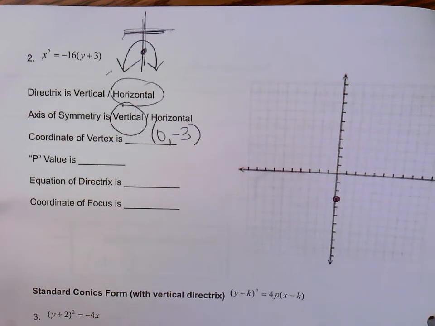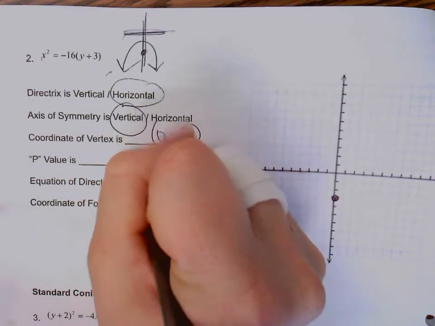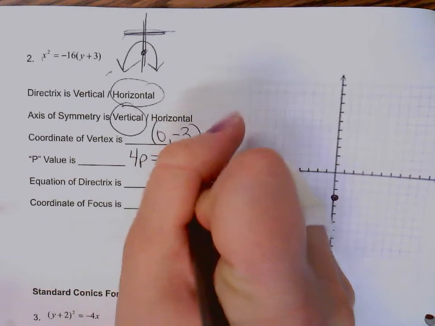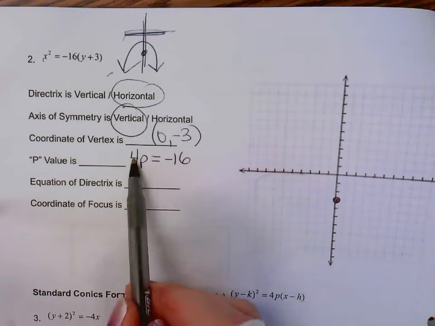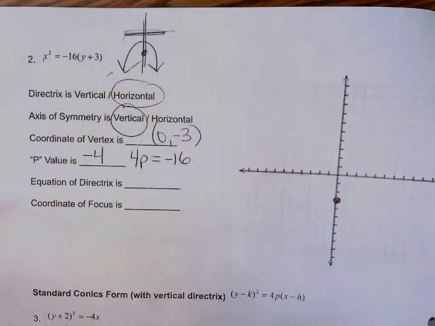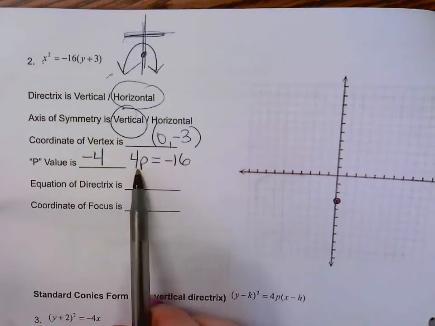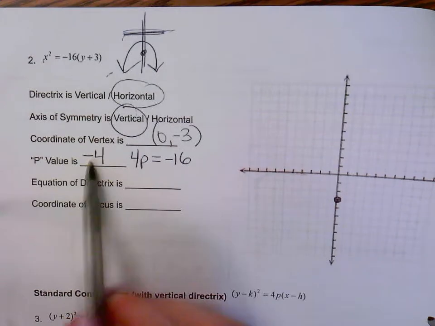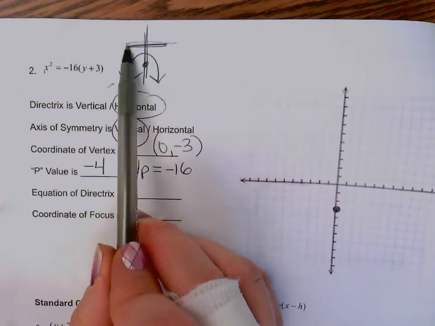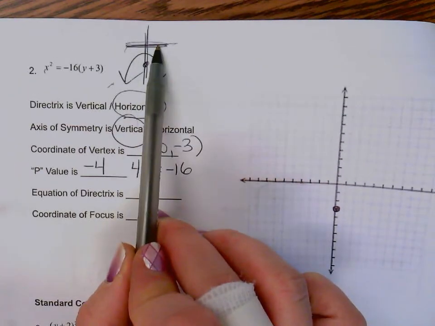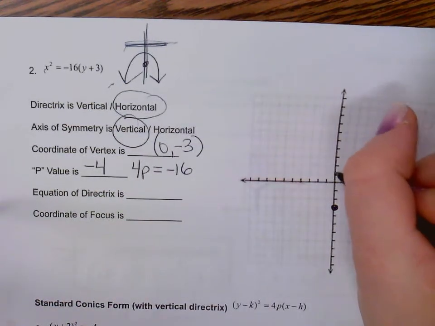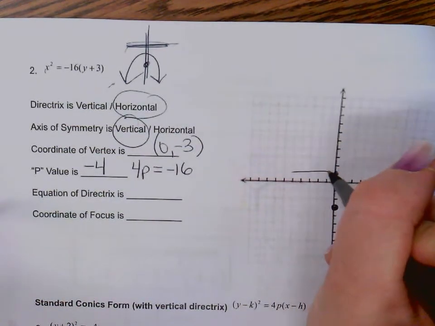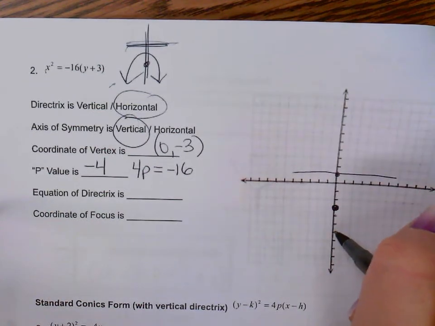To find your p-value, I always write this out. 4p is -16. P by itself, if I divide by 4, would be -4. So I know 4p and I know p by itself. Then I look back at my picture. Okay, the directrix goes above the vertex. So 1, 2, 3, 4, this is my directrix. 1, 2, 3, 4, this is my focal point.